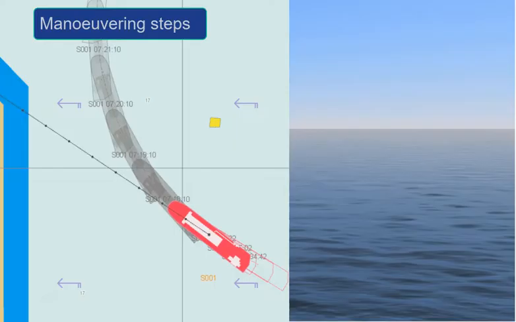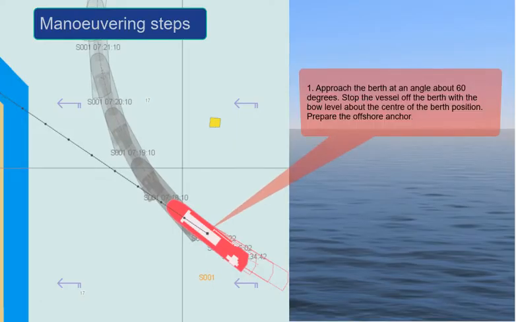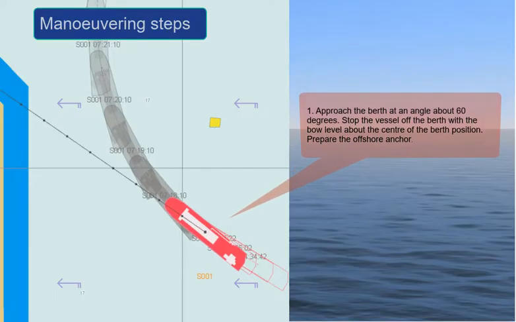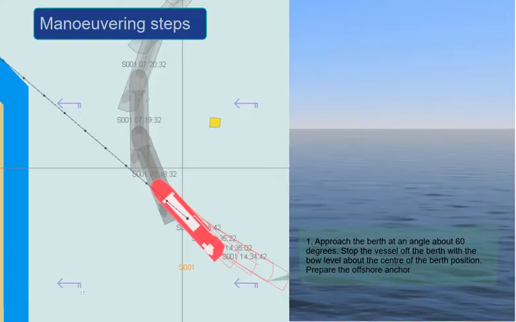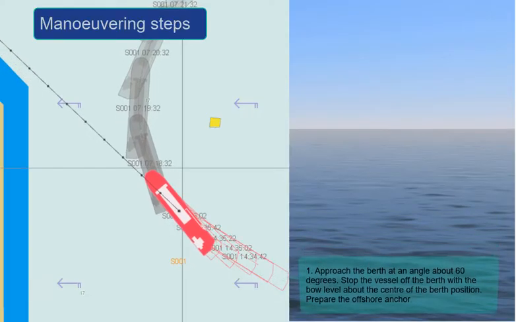Maneuvering steps. This maneuvering can be divided into 4 basic steps. Step 1. Approach the berth at an angle of about 60 degrees. Stop the vessel off the berth with the bow level about the center of the berth position.